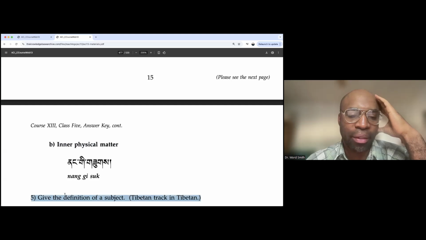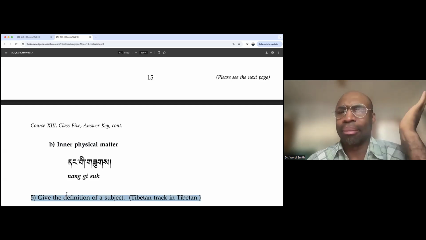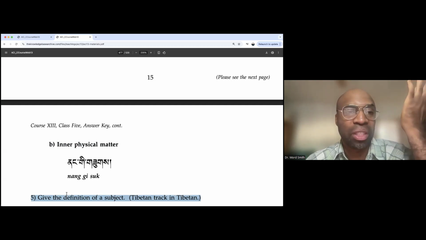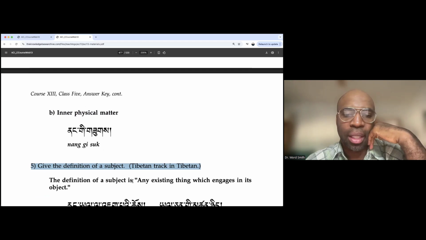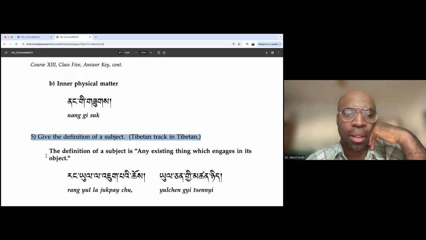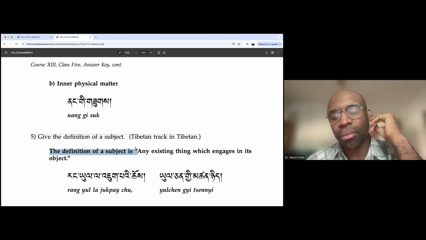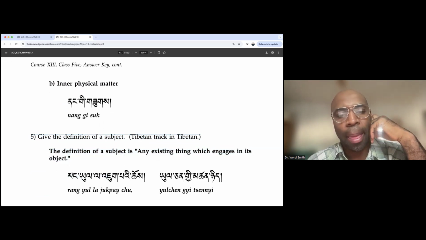Anyway, number 5, give the definition of a subject, that which perceives an object. Yay, I'm right. The definition of a subject is any existing thing which engages in its object.